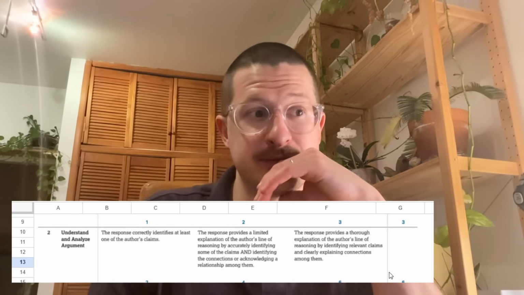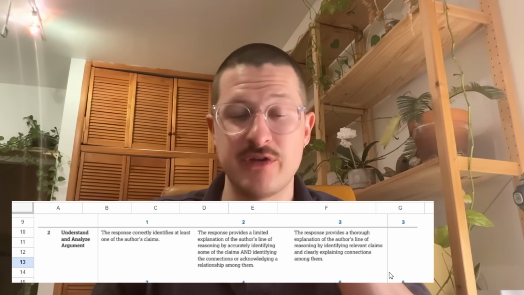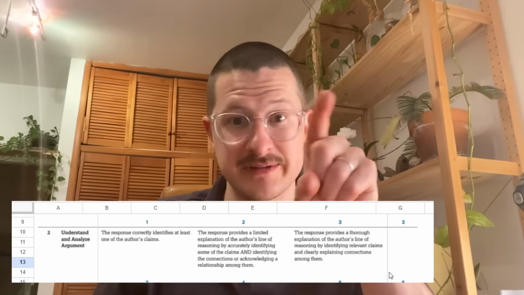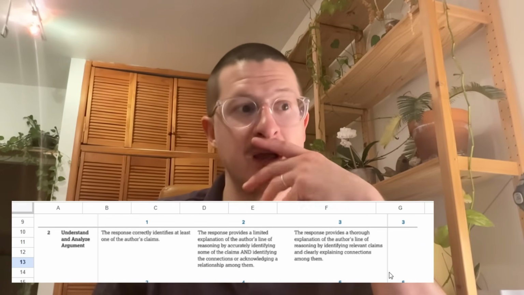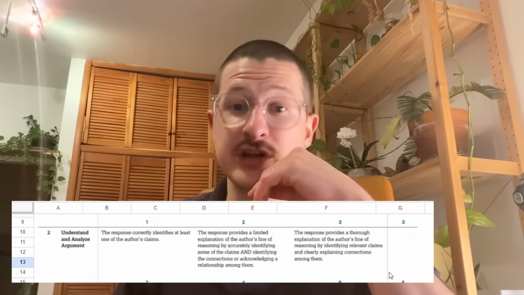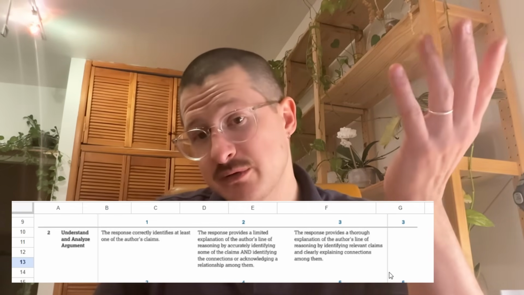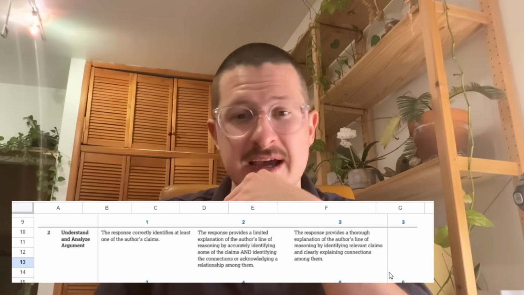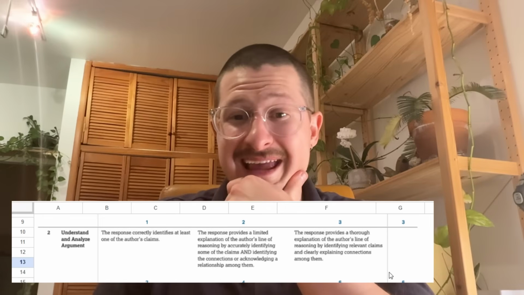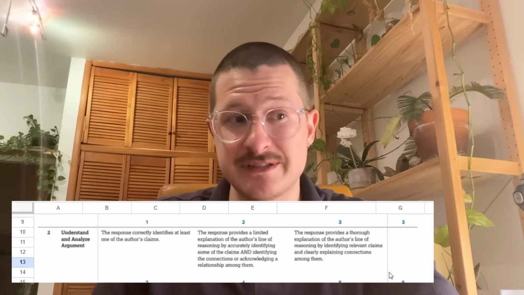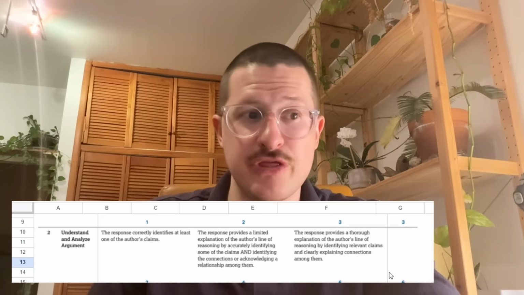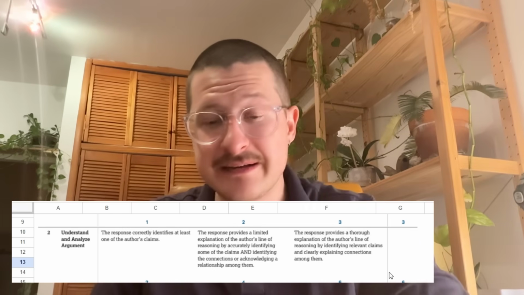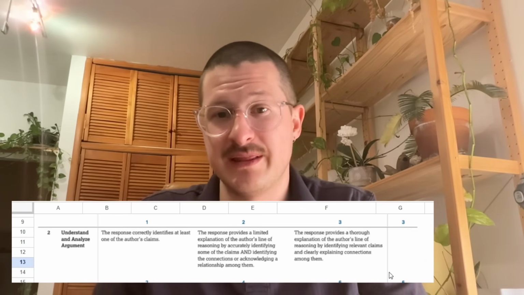4 says the response provides a limited explanation of the author's line of reasoning by accurately identifying some of the claims. Notice it says claims, so this is 2 or more, and identifying the connections or acknowledging a relationship between them. Acknowledging a relationship between them is basically just you're headed in the direction of explaining how they connect, but you haven't really explained that connection. And then lastly, for 6 points here, the response provides a thorough explanation of the author's line of reasoning by identifying relevant claims and clearly explaining the connections between them.